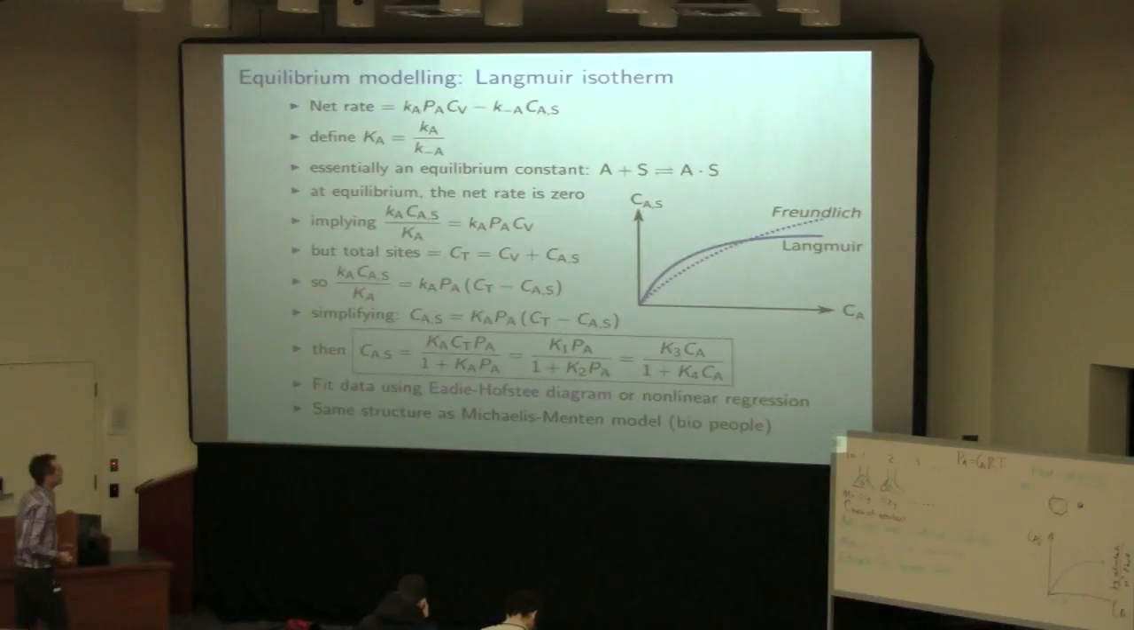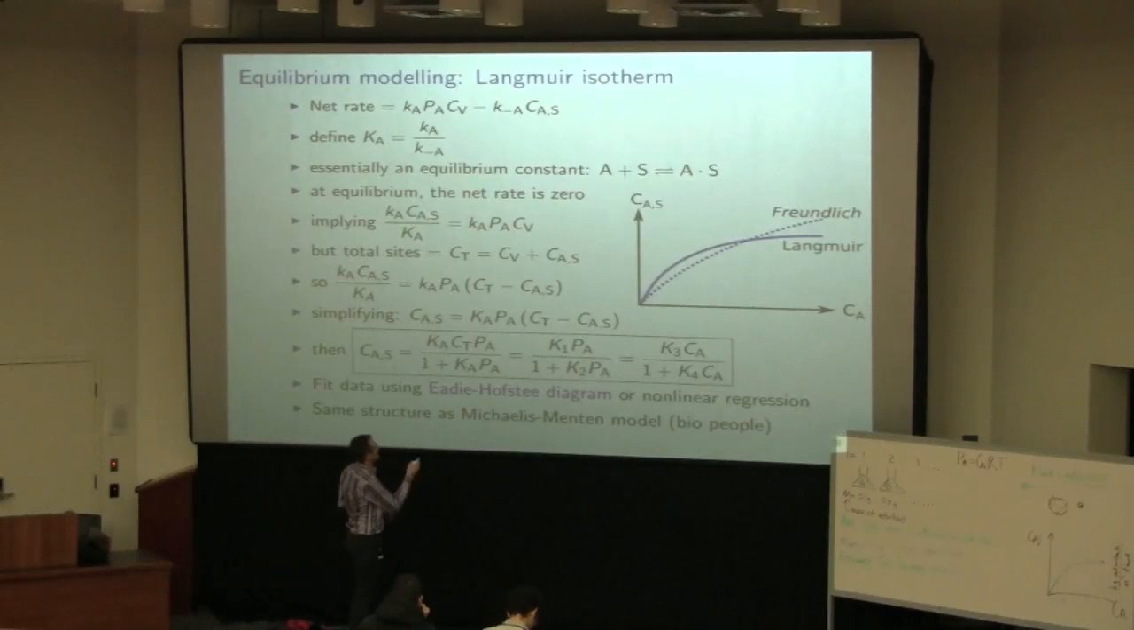So the total number of sites available, Ct, is vacant sites plus occupied sites. Substitute that in then, Cv. Substitute that in and rearrange it for Ct minus CAS. Simplify that equation and solve it for CAS. So we're relating CAS then to CA.